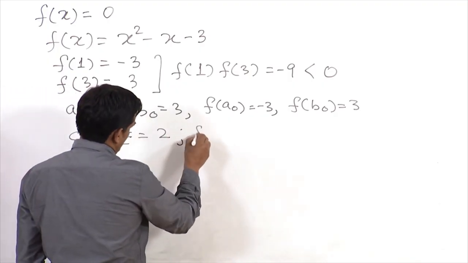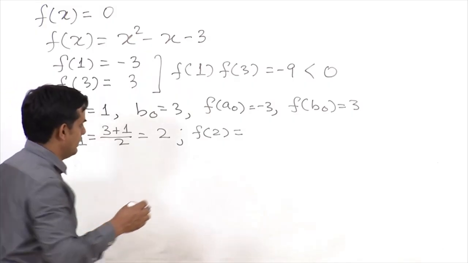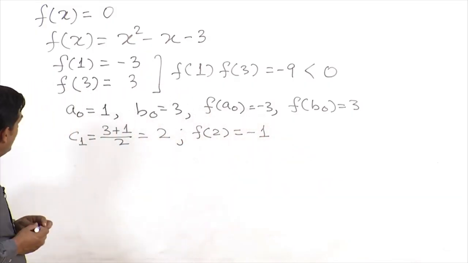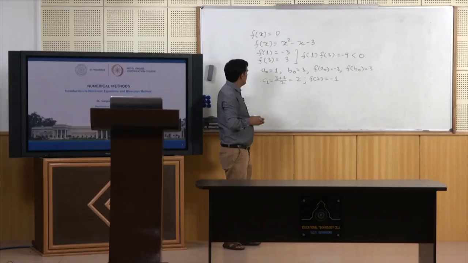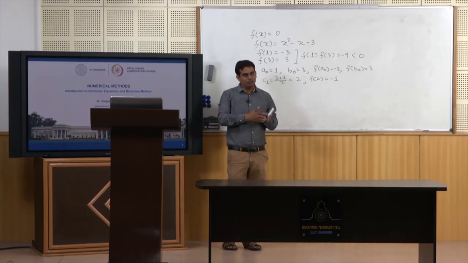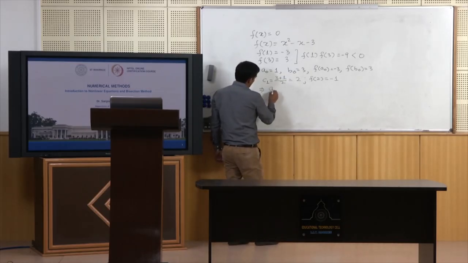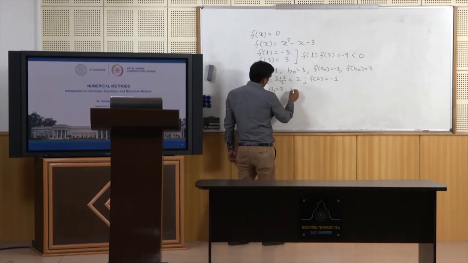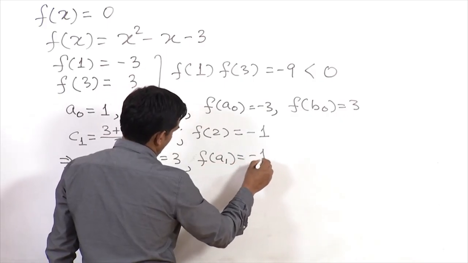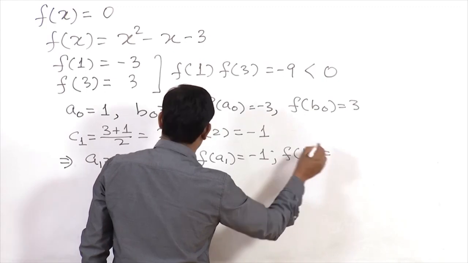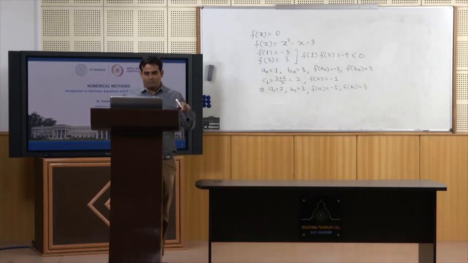Now I will check f(2). f(2) is 4 minus 2 minus 3, so it is minus 1. So check here, if I take the product of f(1) into f(2), it is coming out a positive number. Hence, the root lies between 2 to 3, not from 1 to 2. So it means my a1 becomes 2, b1 becomes 3, f of a1 is minus 1, f of b1 is 3.